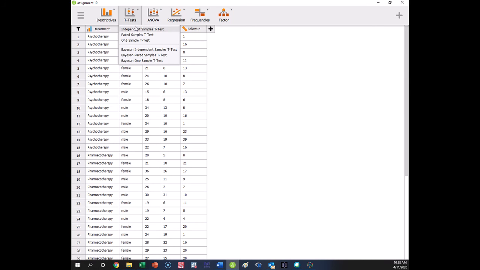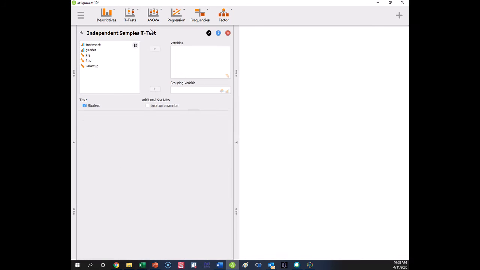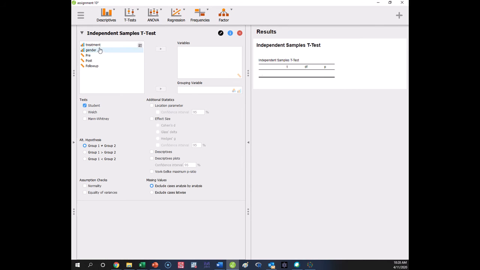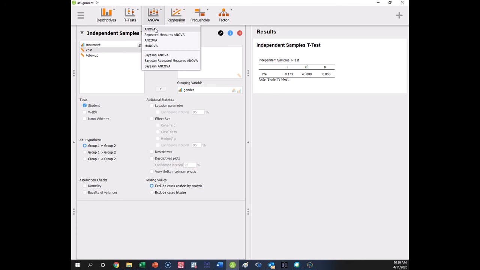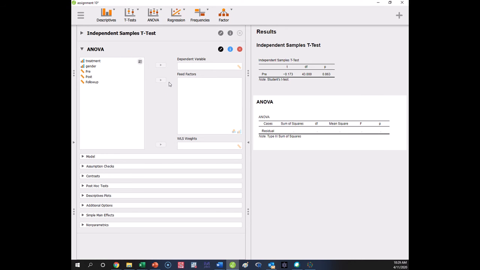for the ANOVA compare. So if we do an independent sample t-test, and we're going to look at the effect of gender as a grouping variable on pre-levels of manic symptoms, we get a p-value of 0.863 and a t-value of negative 0.173. All right, so this is what it looks like if we do an independent sample t-test. Now what if we do an ANOVA for the same effect? So now we're going to look at gender as our fixed factor, and we're going to look at how that affects the same variable, pre-level.